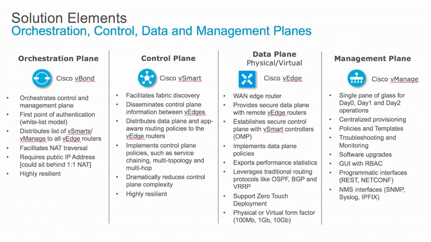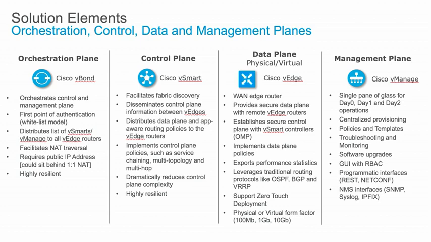The Cisco SD-WAN solution consists of 4 distinct elements. These elements are the Cisco vBond, Cisco vSmart, Cisco vManage, and Cisco vEdge. The Cisco vBond element operates at the orchestration plane. It facilitates control and management plane connectivity in the overlay.